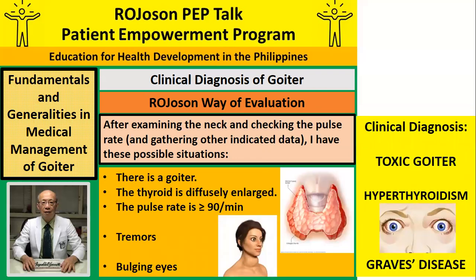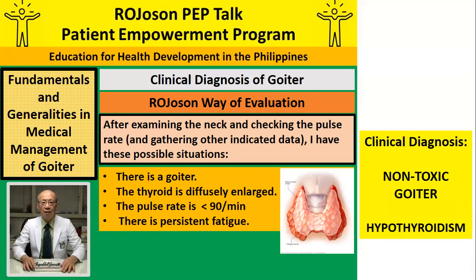There is a goiter. It's diffusely enlarged. The pulse rate is more than 90 per minute. And there are tremors. And then there are bulging eyes. So the clinical diagnosis is toxic goiter, hyperthyroidism, in the absence of bulging eyes, but in the presence of bulging eyes, then the diagnosis is Graves' disease. It's a particular type of hyperthyroidism.